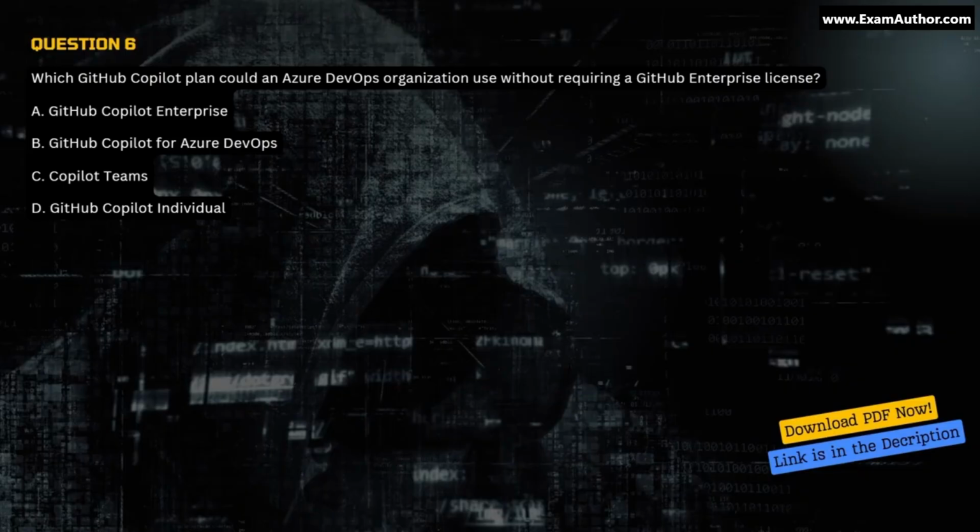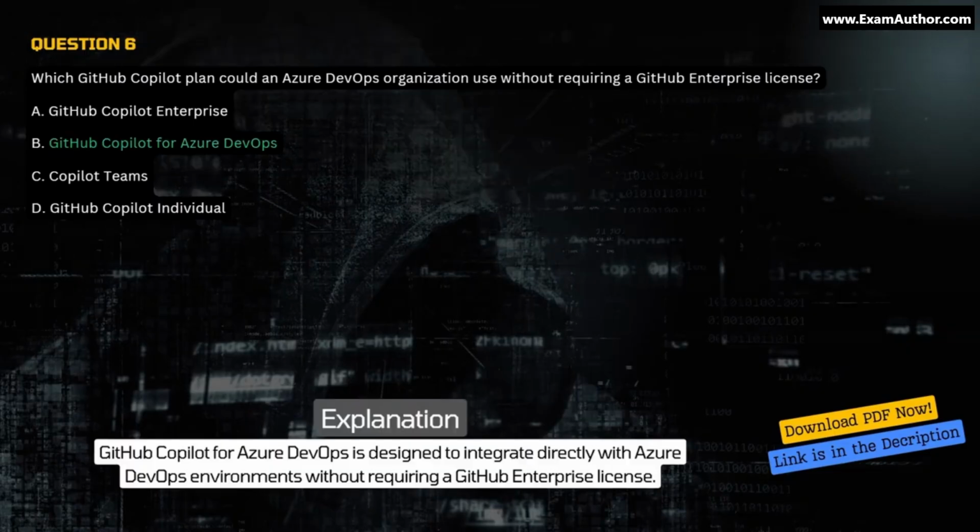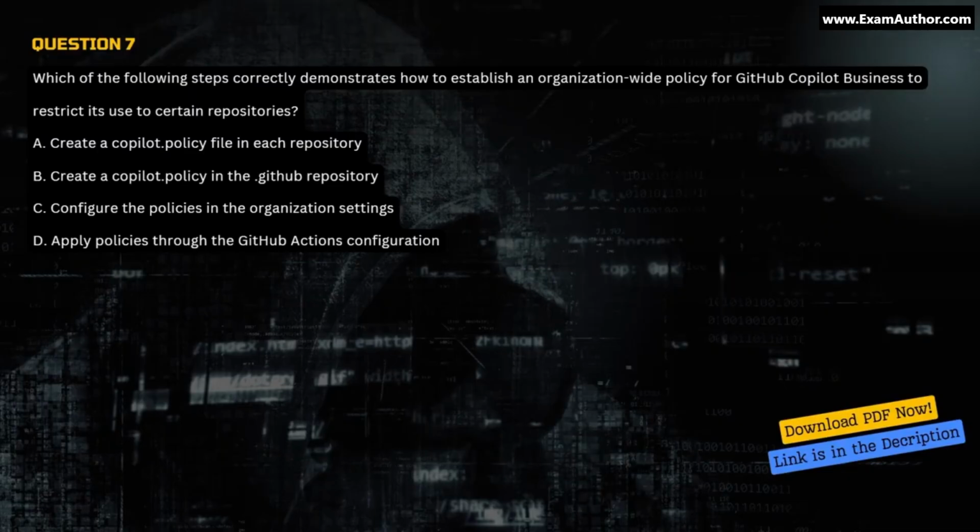Question 6. Which GitHub Copilot plan could an Azure DevOps organization use without requiring a GitHub Enterprise license? A. GitHub Copilot Enterprise. B. GitHub Copilot for Azure DevOps. C. Copilot Teams. D. GitHub Copilot Individual. Correct answer B. GitHub Copilot for Azure DevOps. Explanation. GitHub Copilot for Azure DevOps is designed to integrate directly with Azure DevOps environments without requiring a GitHub Enterprise license.